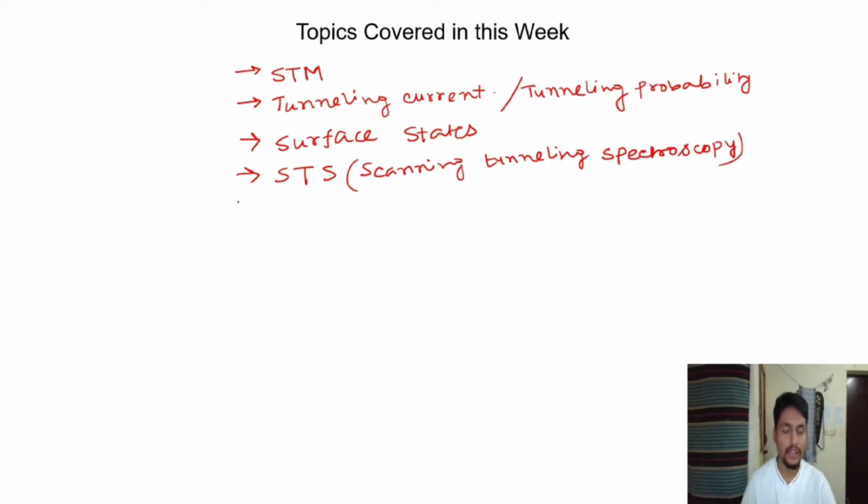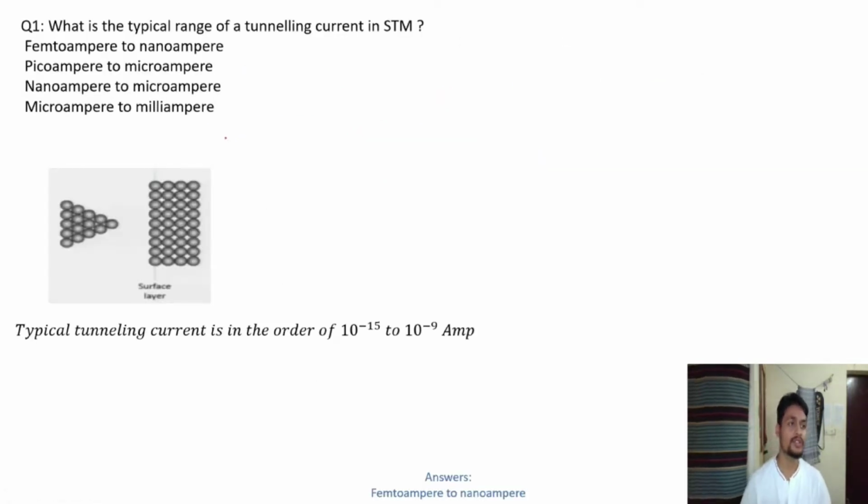And then basically the lectures depend upon this scanning tunneling spectroscopy, what that is and how it will be different for an atom, and what the problems are. So that is the discussion of this week's classes, right? Now, in today's lecture, I'll try to solve the problems given by the faculty, right? So let me come to the first question.